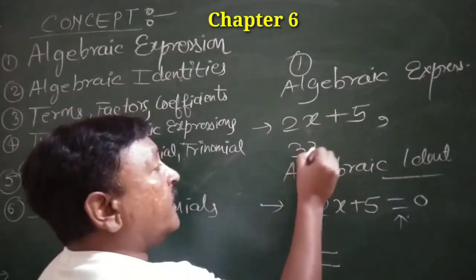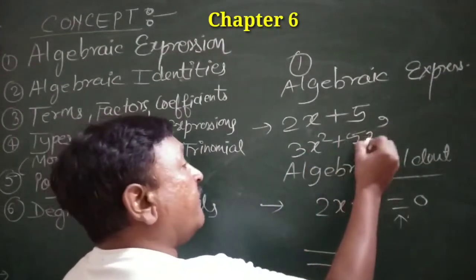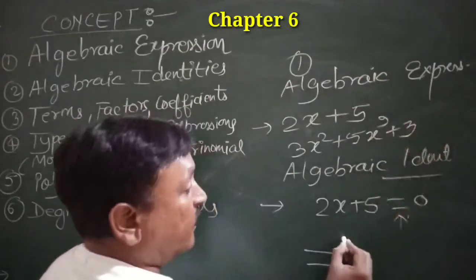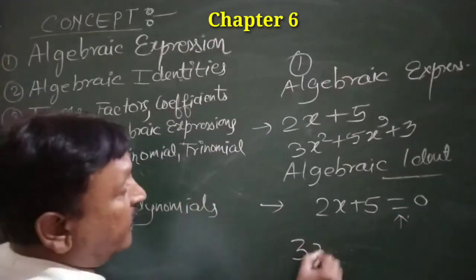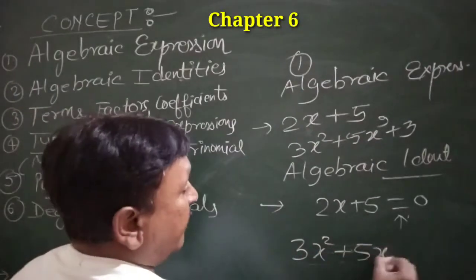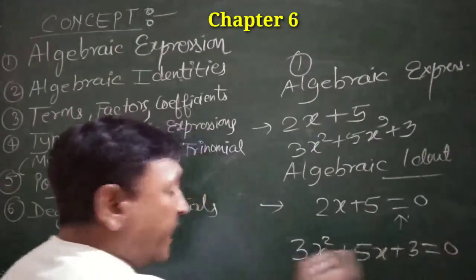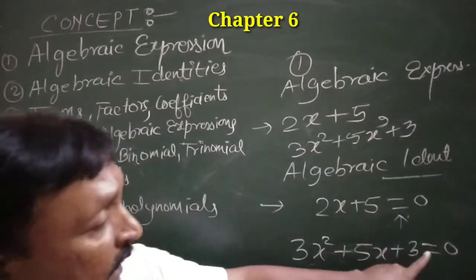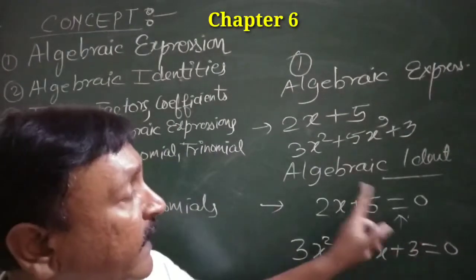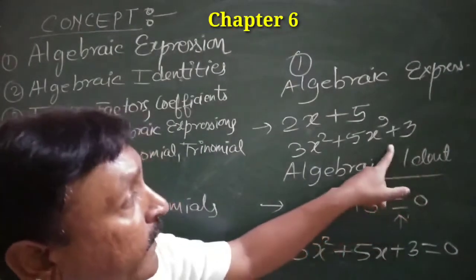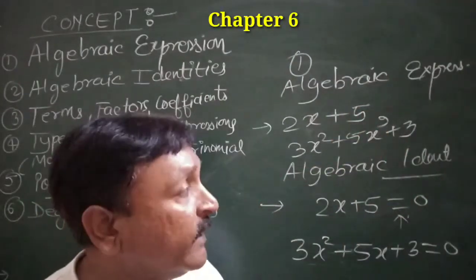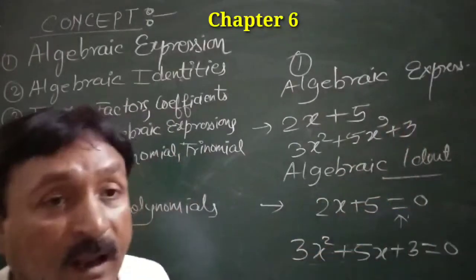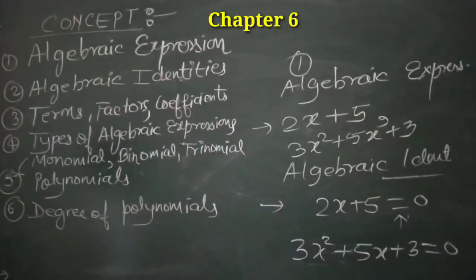3x square plus 5x plus 3 equals to 0. Again, it is having the equality sign, so it is an algebraic identity. 3x square plus 5x plus 3 is not having the equality sign, so it is an algebraic expression. This is the difference between expression and identities. Okay, understood?